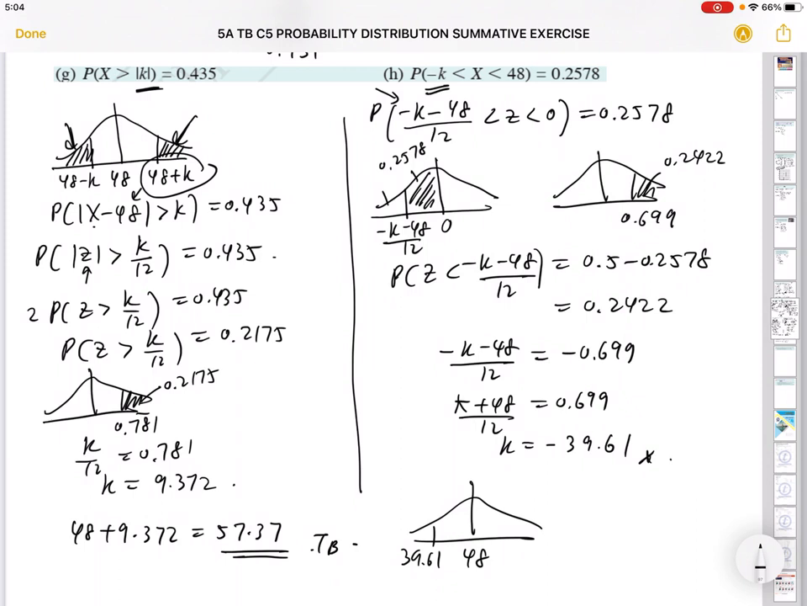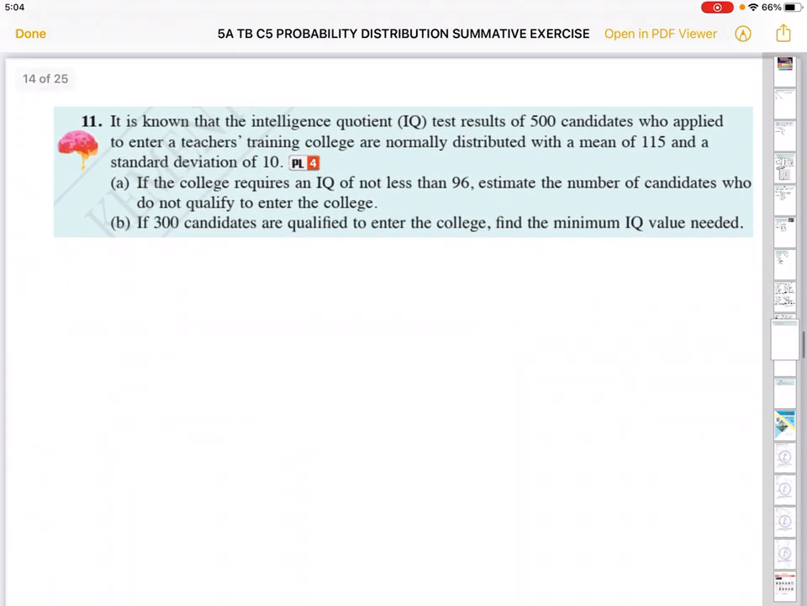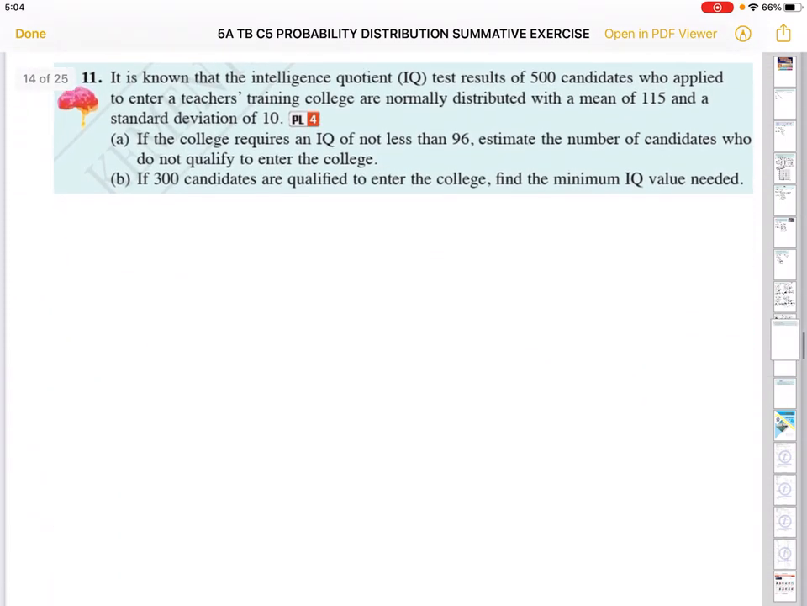Let's move on to number 11. Okay, it is known that the IQ, intelligent quotient, test of 500 candidates who apply to enter teachers training college are normally distributed. So yeah, here we can write X has a normal distribution. Your mean is 115, standard deviation 10, but here we put 10 squared because when you write in this notation, it represents variance. But if you don't want to write like this, it's okay. I just list out mu is 115, standard deviation is 10.